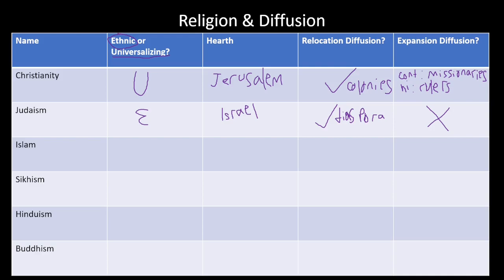What about ethnic or universalizing religion for Islam? Well, think of Islam. Has it grown a lot? Yes. Has it spread far from its hearth? Yes. What do you think it is? It's going to be universalizing. Now, what about its hearth? Its hearth is in Saudi Arabia.